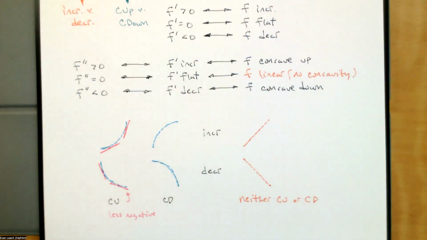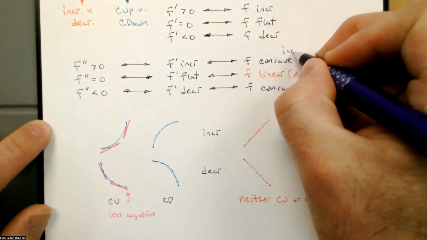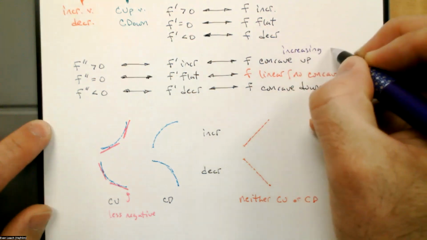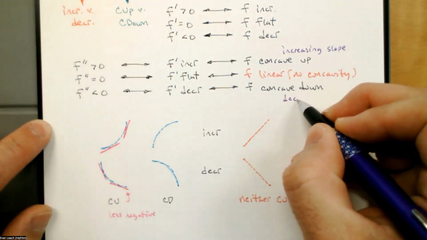A lot of times I'm going to be lazy and say steeper, but what I mean is less negative. That's what we mean by increasing slope. So this slope here is like -2, and this slope here is -1/2. That is less negative. That is an increase. So concave up is increasing slope. Concave down is decreasing slope.